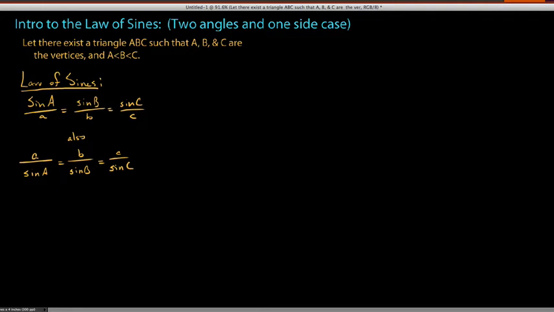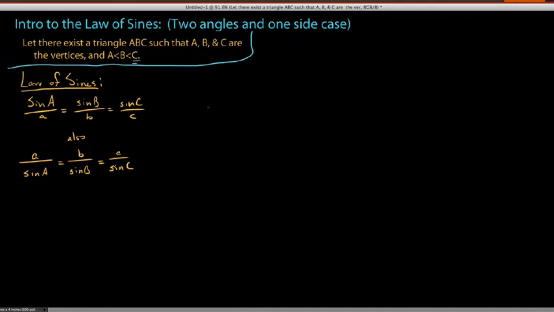First things first, let's introduce ourselves to the law. Let there exist a triangle ABC, where the vertices of the triangle are A, B, and C, and I want to explicitly state that the measure of angle A is less than the measure of angle B, which is less than the measure of angle C. So we could clearly state that C is the largest angle on the triangle.